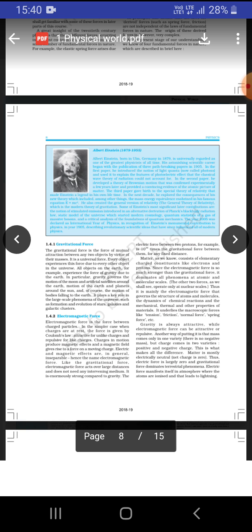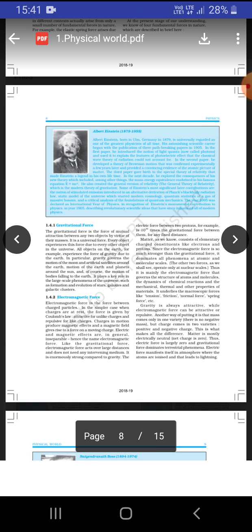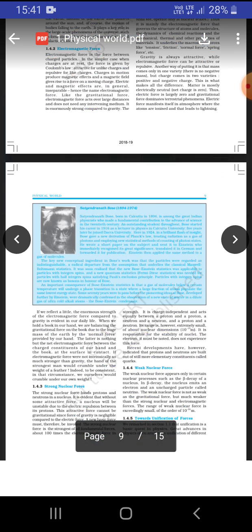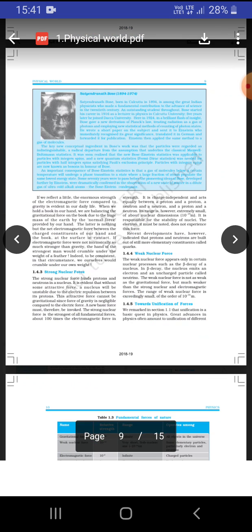But charges come in two types, as you know: negative and positive. You have learnt this in your lower classes. And matter is mostly neutral, meaning it does not have a net positive or negative charge; it will be zero. Thus the electric force is largely zero, and in terrestrial phenomena, like gravitational force, the electric force manifests itself, like lightning that comes from the atom's force.